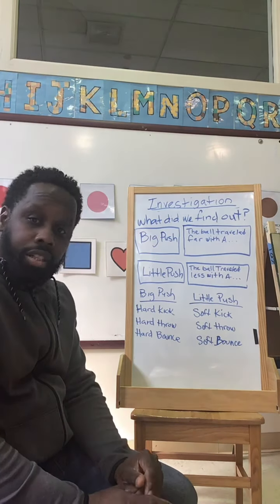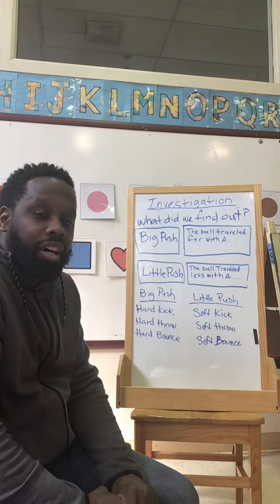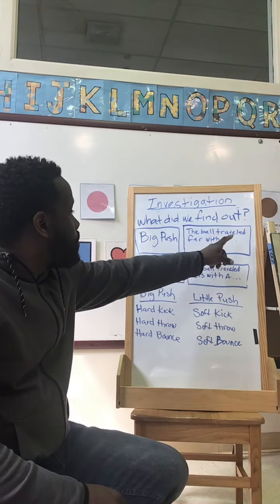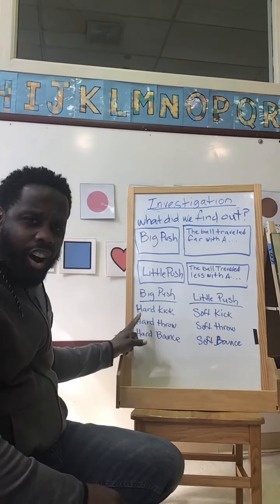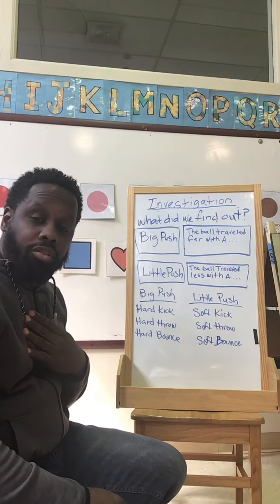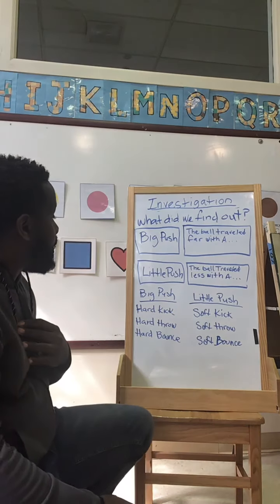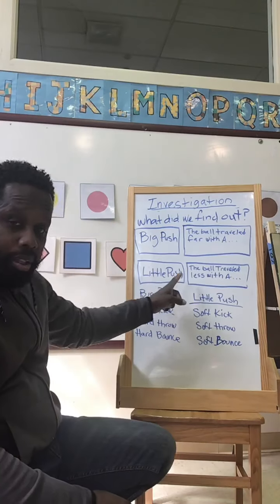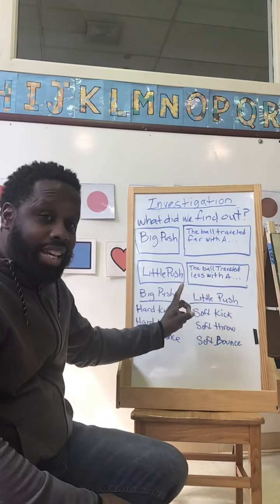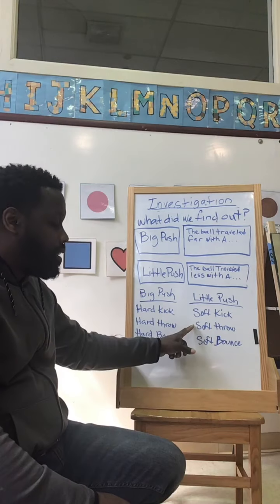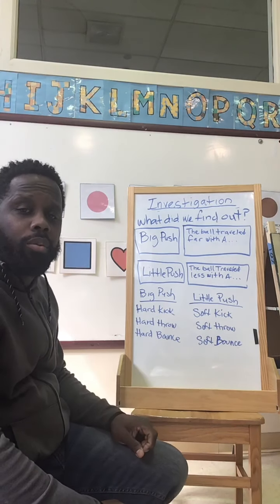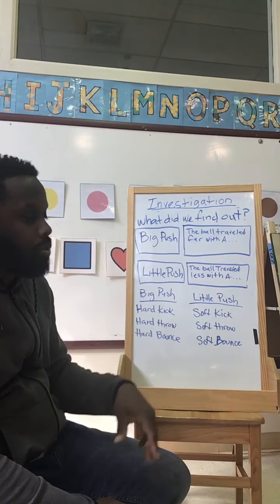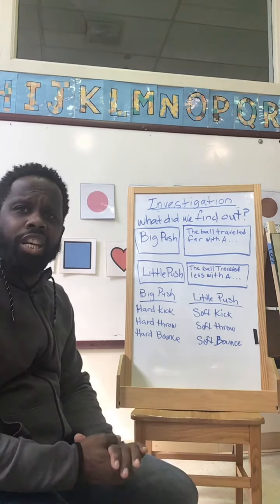All right, in the meantime, here's an example of what I found out. With a big push, the ball traveled far with a hard kick. I saw someone kick the ball really hard. Now, with a little push, what did we find out with a little push? The ball traveled less with a soft throw. So that means I didn't throw the ball hard. I saw the ball thrown very lightly. It didn't hardly go anywhere. So those are examples of what you're going to do.